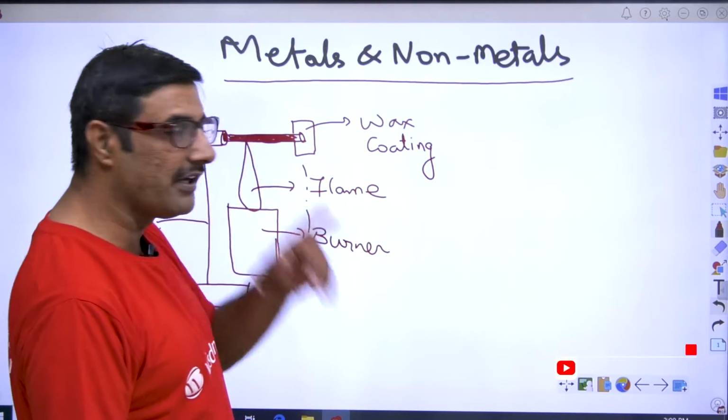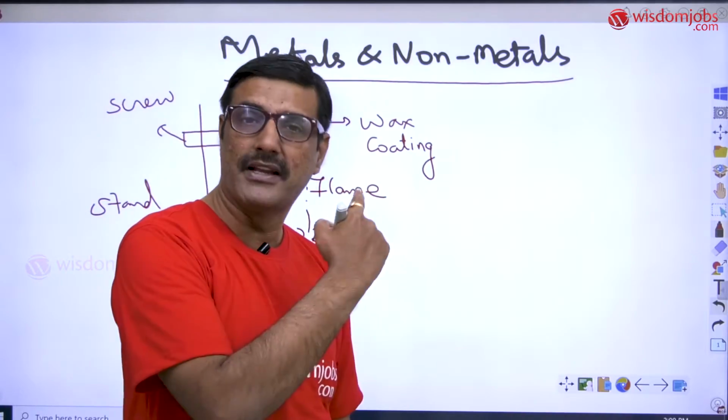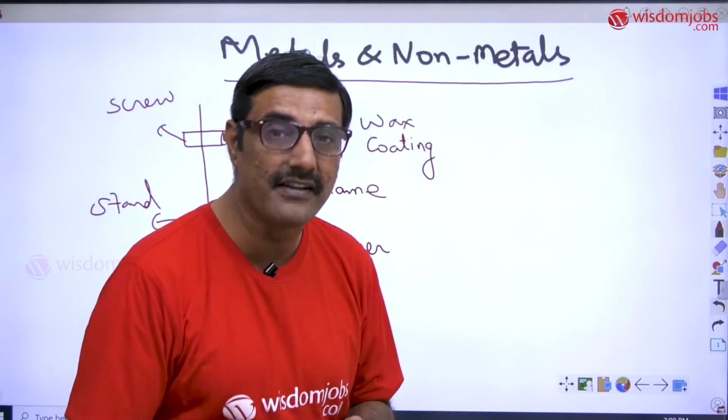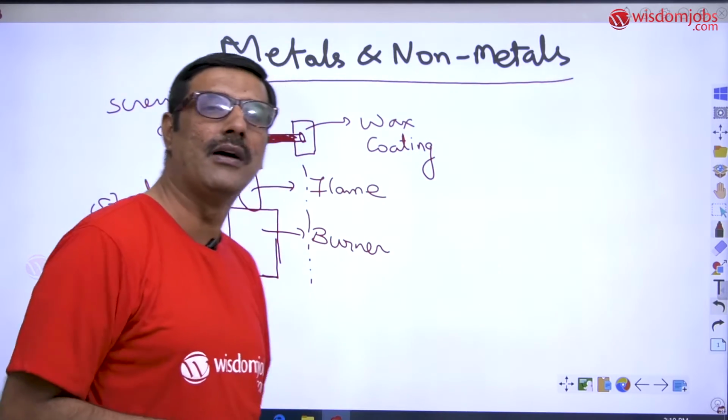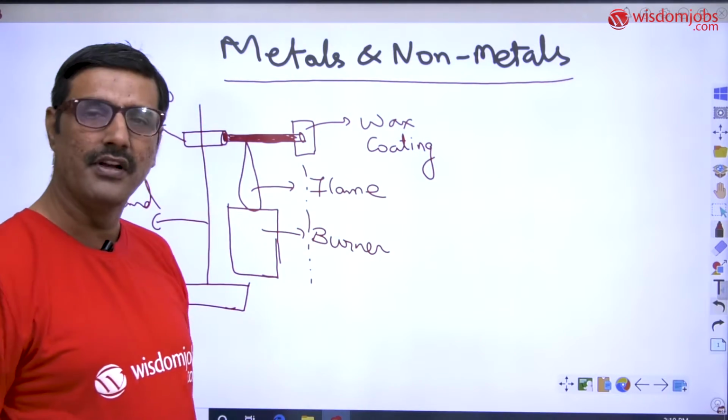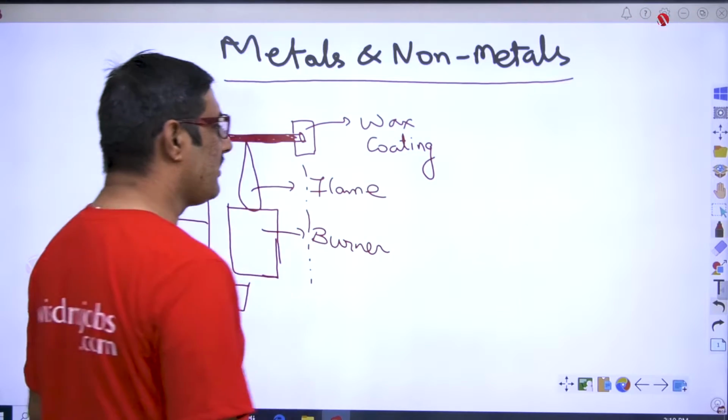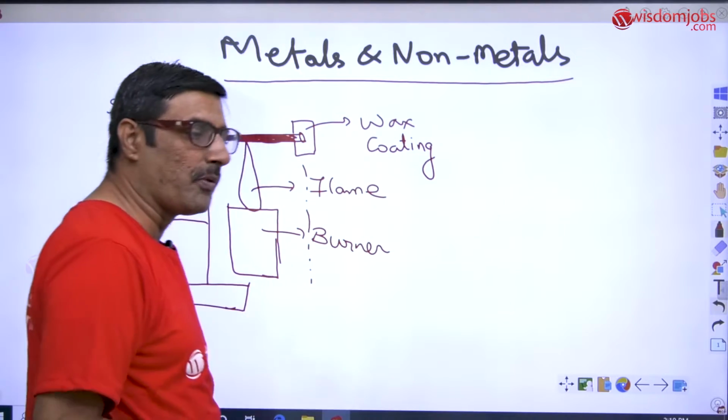So what does it indicate? It indicates that the metallic rod is getting heated up and it is a good conductor of heat. So by this experiment, what can I conclude? All the metals are good conductors of heat. Next, let me take one more experiment.